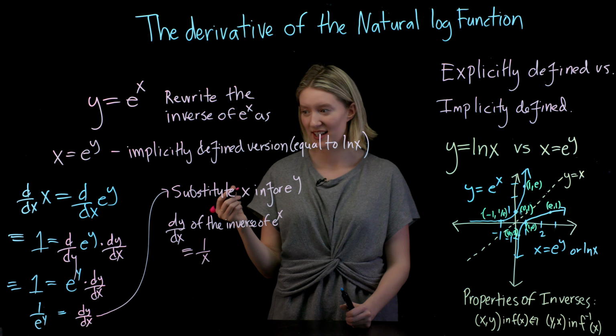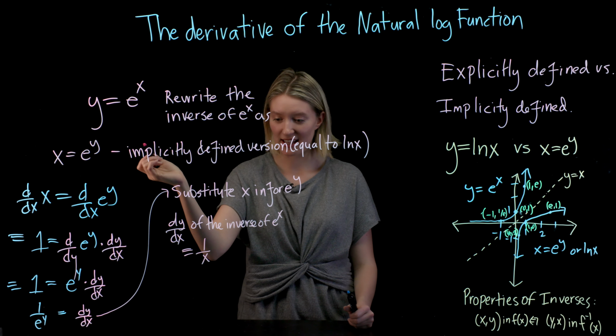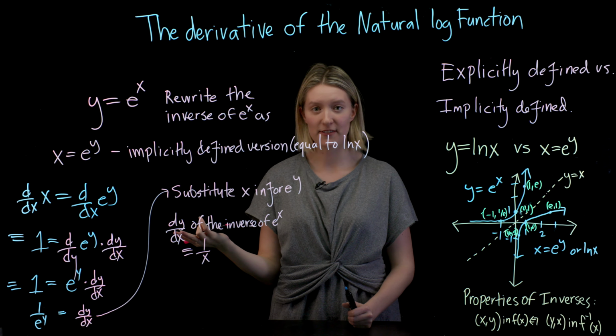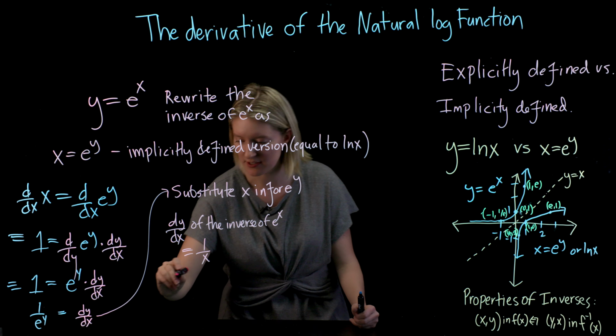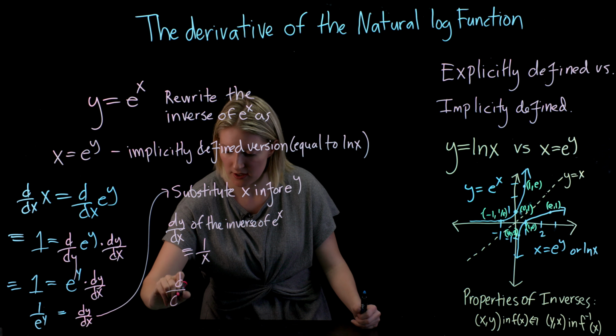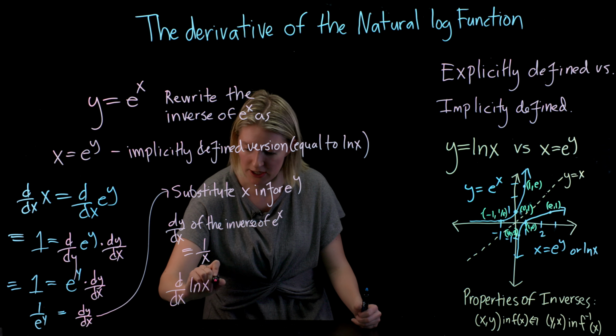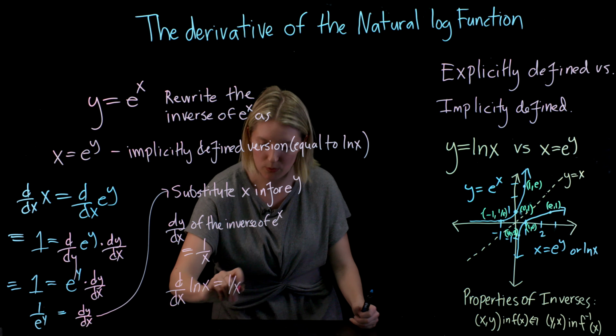Now, remember, the inverse function of e to the x is the natural logarithm. We had just used the implicitly defined version to find the answer. So, in general, thanks to implicit differentiation, we can say that the derivative of the natural log of x is equal to 1 over x.